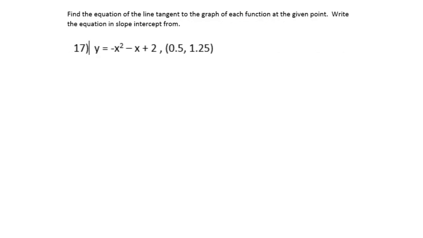Okay, let's flip to number 17. On this one, it says, find the equation of the line tangent to the graph of each function at the given point. Okay, now we're going to need that full point. So we start off and we do the same thing. To write the equation of the tangent line, the first thing we need is the slope. So we do that with the derivative. So let's find the derivative using our power rule.